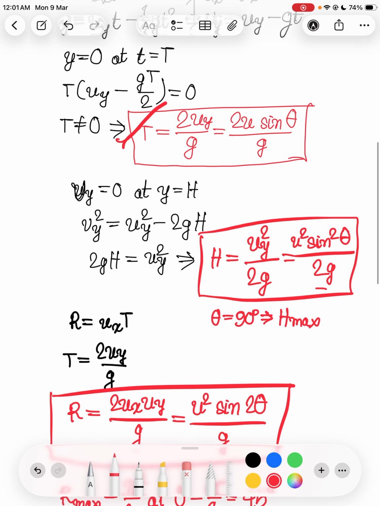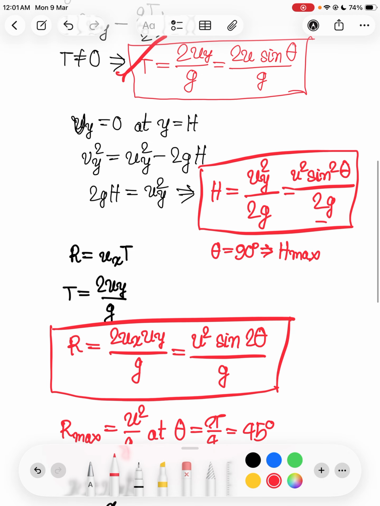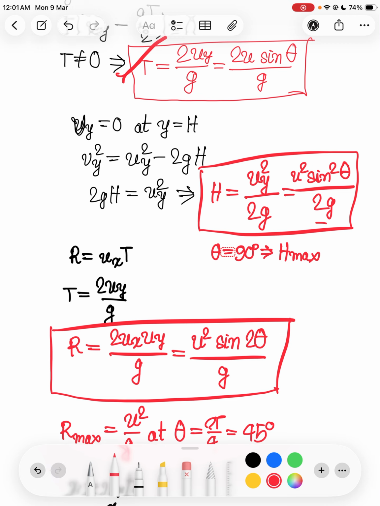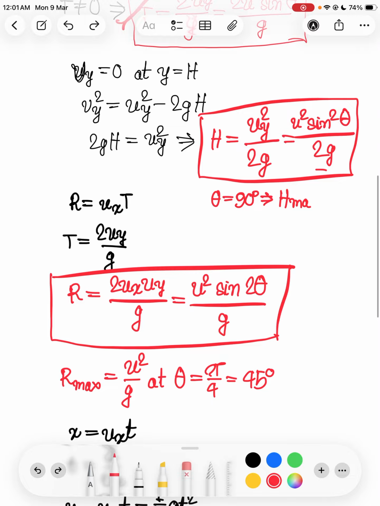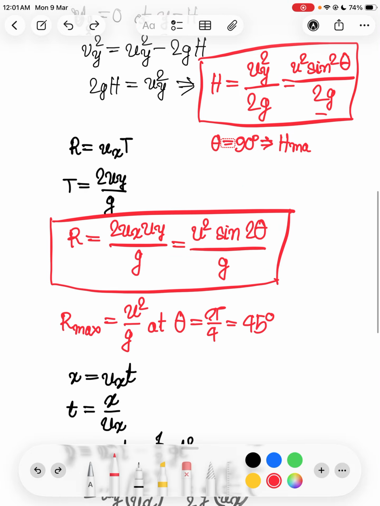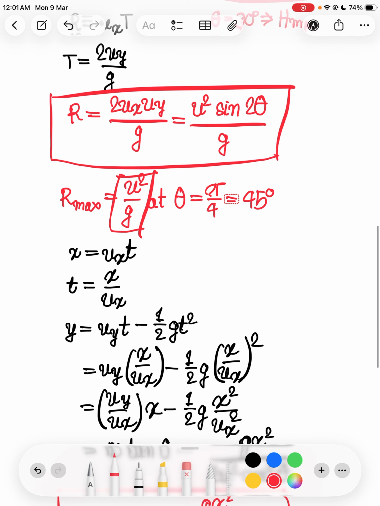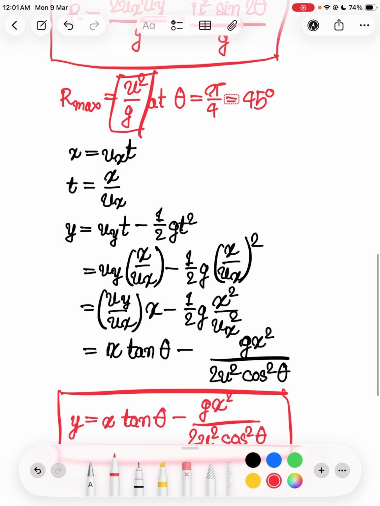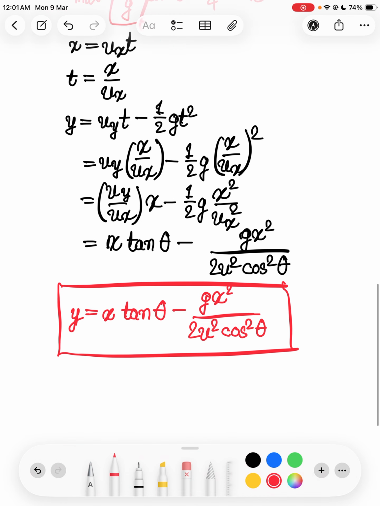And again we had R is equal to u square sin 2 theta by g, and once again this is maximum at theta equal to 45 degree, because we are having a sin 2 theta here, which is sin 90 degree, and the maximum value is u square by g. And after that we derived the equation of a trajectory of a projectile.